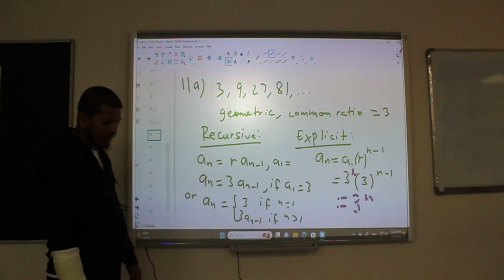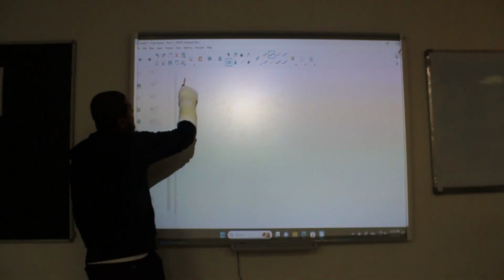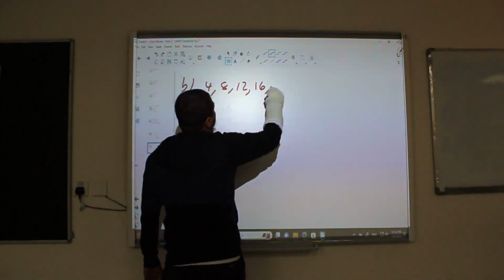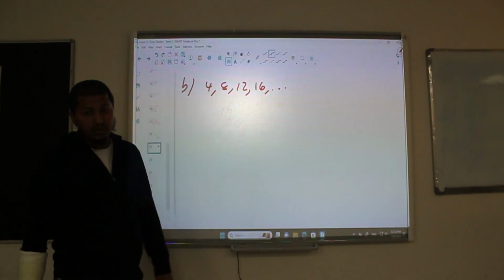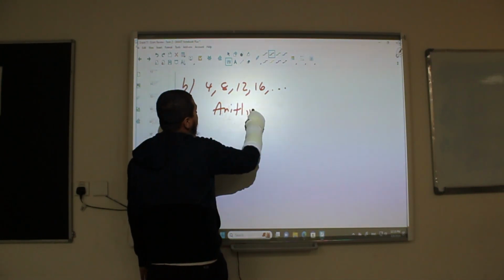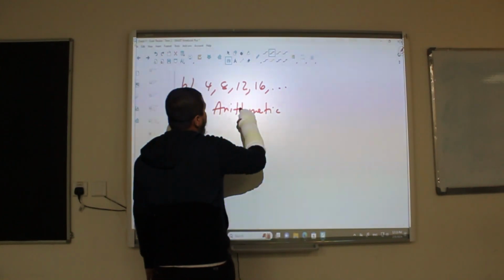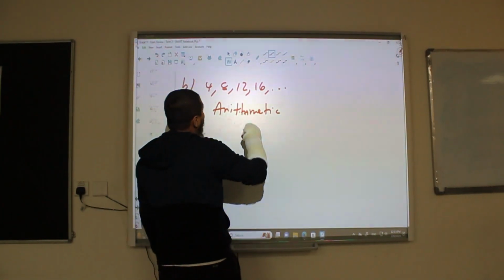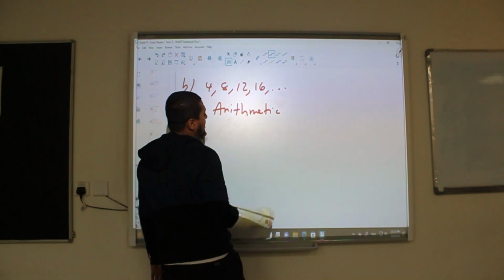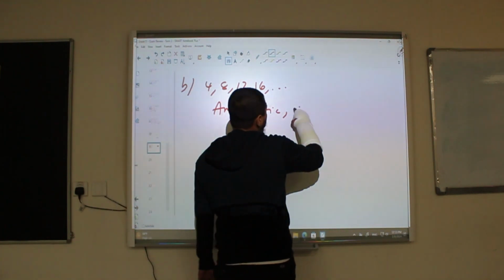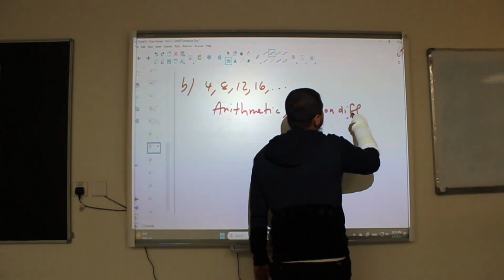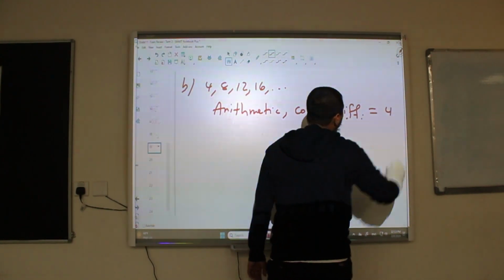Looking at part B, 4, 8, 12, 16, and so on. We can see we are adding 4 each time, so it is an arithmetic sequence. Whenever you add or subtract, it is arithmetic. You need to say why it is arithmetic. Because we are adding 4 each time. In other words, common difference, not common ratio, common difference. So the common difference is equal to 4.